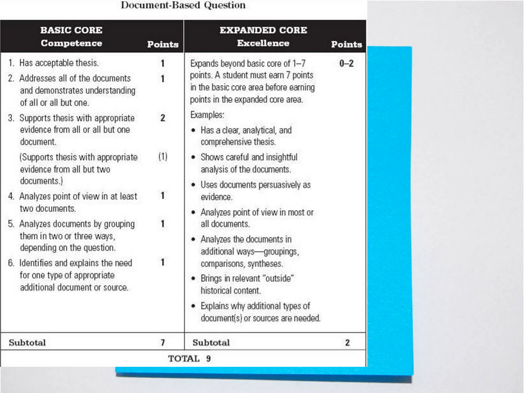Okay, you can get 2 points by supporting your thesis with appropriate evidence from all but one document. So when you're grouping them, each document needs to be stated within the essay. And if you mess up one, that's fine, just keep going. If you mess up a little bit more than one, that's when you have problems and you can either get 1 point or no point at all. And missing those crucial points won't allow you to go to expanded core.